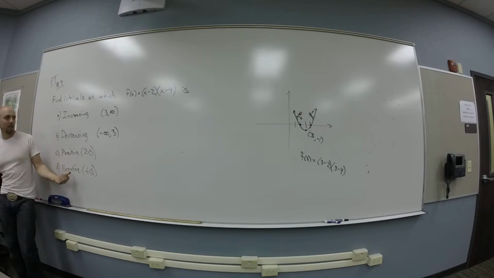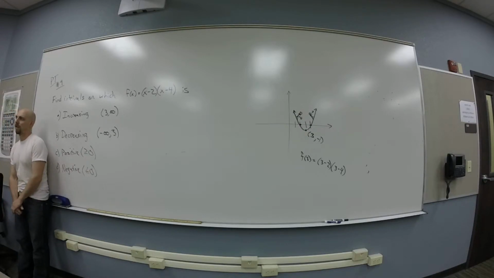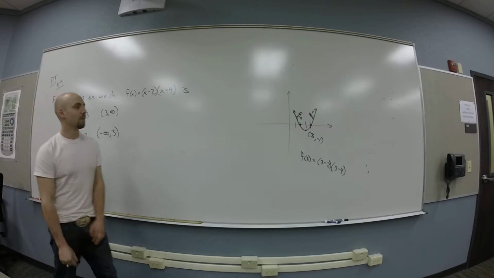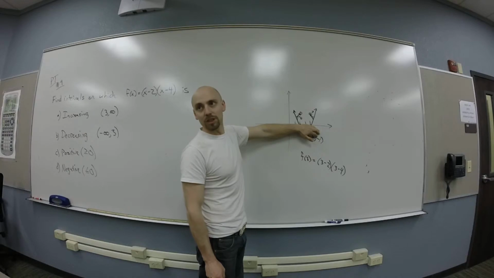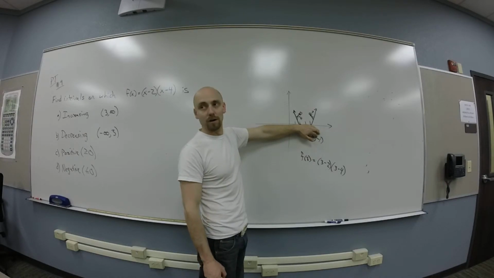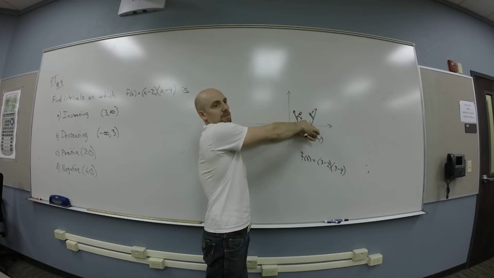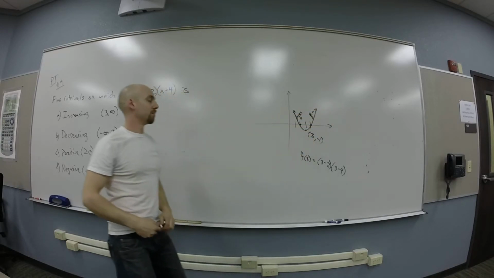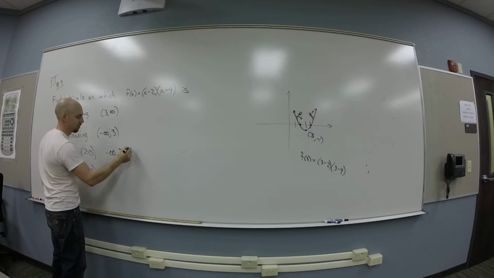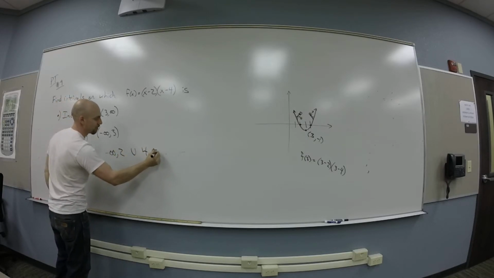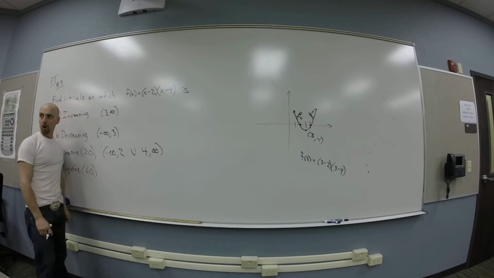How about positive and negative? Would the positive be from 2 to 4? That's everything above the x-axis. I'm wondering which inputs give me stuff up there. So the inputs that correspond to those outputs are negative infinity to 2, union 4 to infinity. Those brackets are open, right?